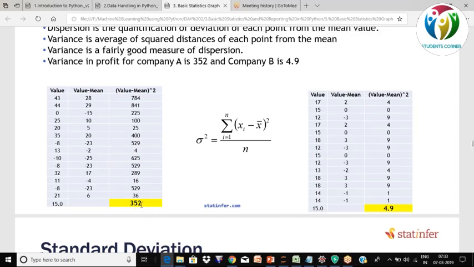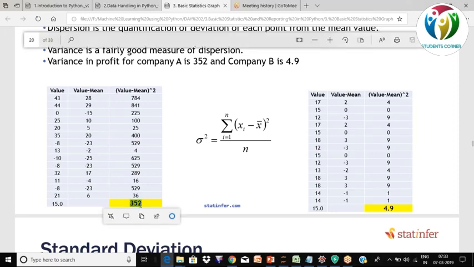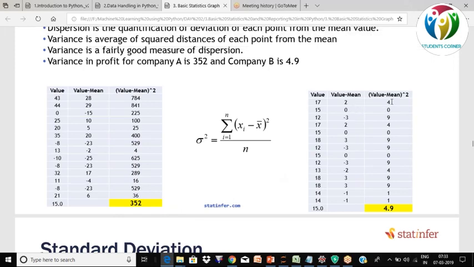The variance for company A is 352, whereas for company B, in the first row, 43, the squared value is 784. But the difference between the value and the mean is 43 minus 28. 15, 15 square is 225. No, it's not 15 square.